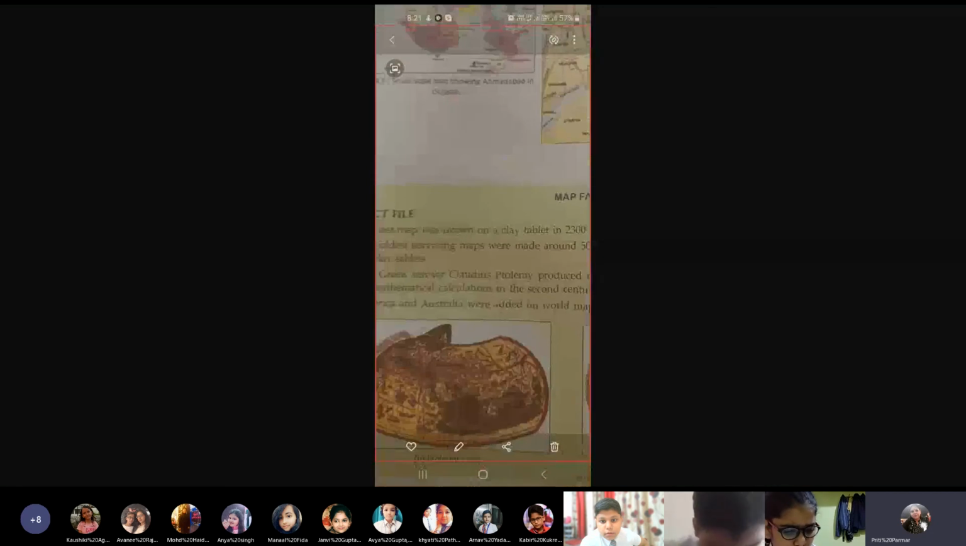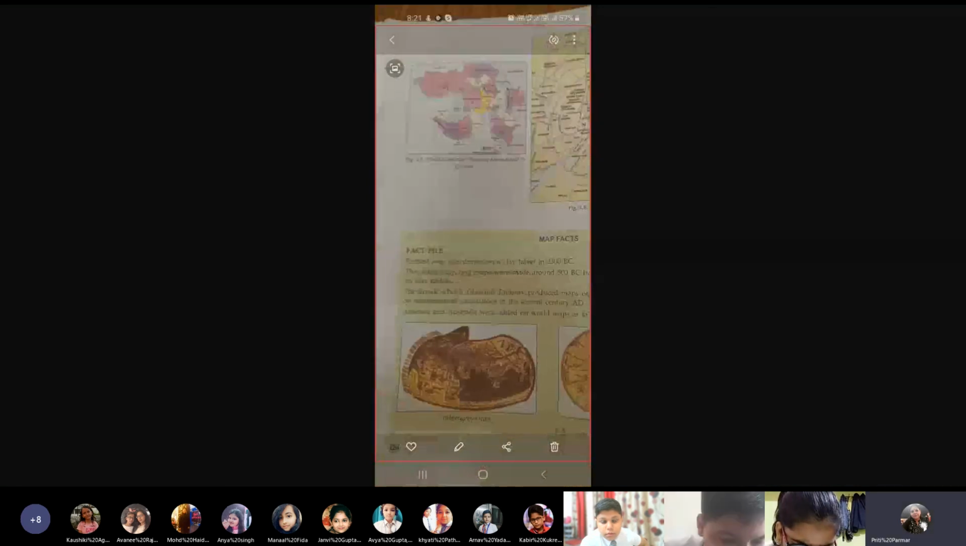Let's go to the map facts. Number one, earliest map was drawn on a clay tablet in 2300 BC. Please mark this earliest map, then mark clay tablet, then mark 2300. The oldest surviving maps were made around 500 BC by the Babylonians on clay tablets. Underline Babylonians. Now, Babylonians were the people of Babylon. They were the ones who made the first map. Underline Babylonians. This all could come as a fill in the blank and one word answer.